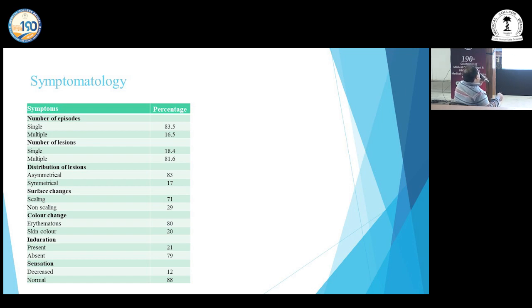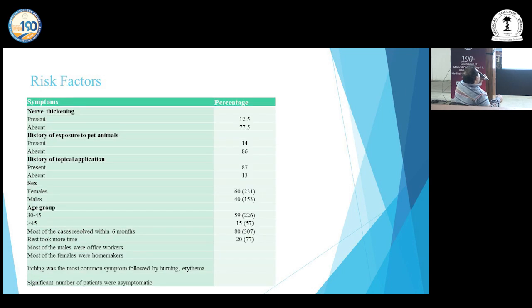They were erythematous, induration was absent in most of the lesions, sensation was normal in most of the lesions. Most patients showed no nerve thickening, and no significant history of exposure to pet animals. Most had an over-the-counter history of topical application, and most of the males were office workers, most of the females were homemakers. Itching was the most common symptom, followed by burning and erythema. A significant number of patients were also asymptomatic.